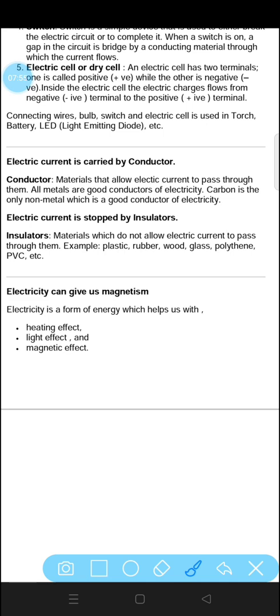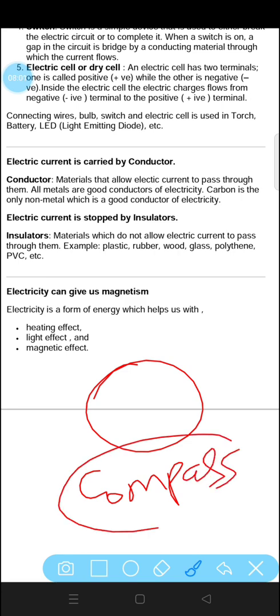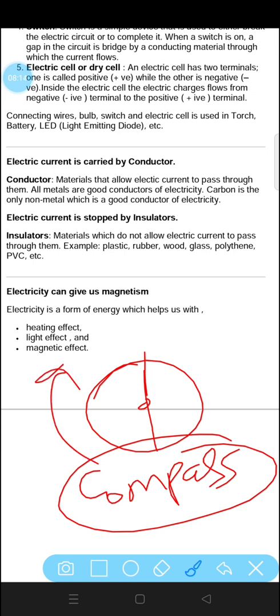If you keep a compass near a current-carrying wire, what will happen? The needle of the compass will deflect in a different direction. This deflection is due to the magnetic effect of electric current.